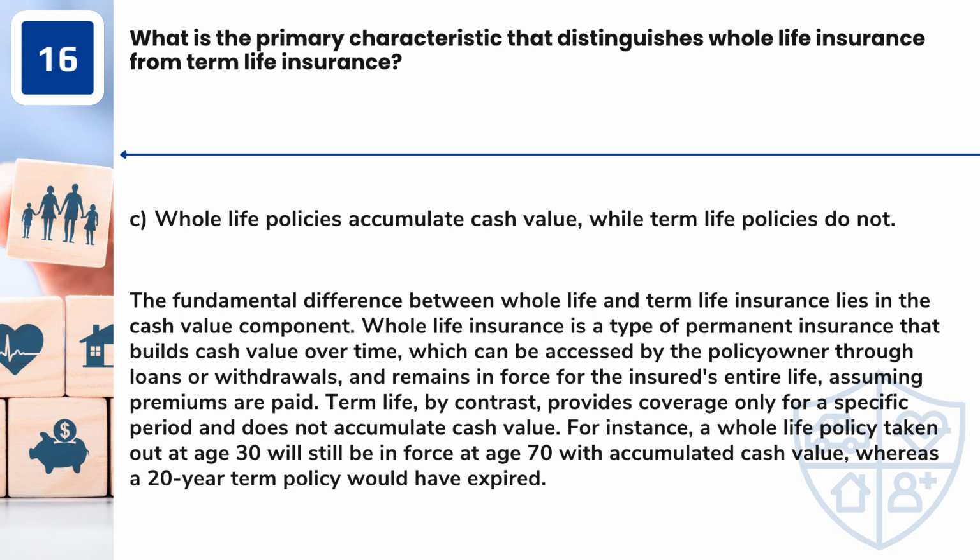Answer: C. Whole life policies accumulate cash value, while term life policies do not. The fundamental difference between whole life and term life insurance lies in the cash value component. Whole life insurance is a type of permanent insurance that builds cash value over time, which can be accessed by the policy owner through loans or withdrawals, and remains in force for the insured's entire life, assuming premiums are paid. Term life, by contrast, provides coverage only for a specific period and does not accumulate cash value.